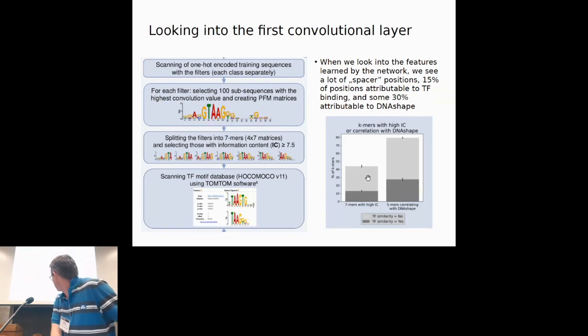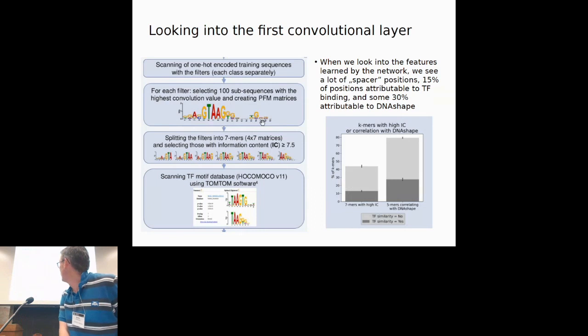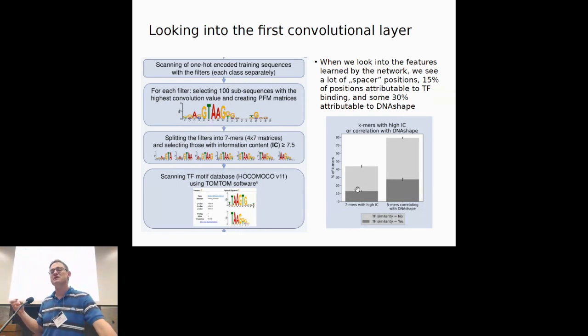But importantly, when you look at this plot, there are three parts to this. The black part is the parts of the filters that are actually matching some transcription factor. The white part is those k-mers in our filters that are really low on information content, places like here where you don't think the network is really using this part to drive the prediction. And then there's this gray area, which is actually twice as large as the transcription factor part, where there is some information, but it does not seem to look like any transcription factor motif in the database that we have.